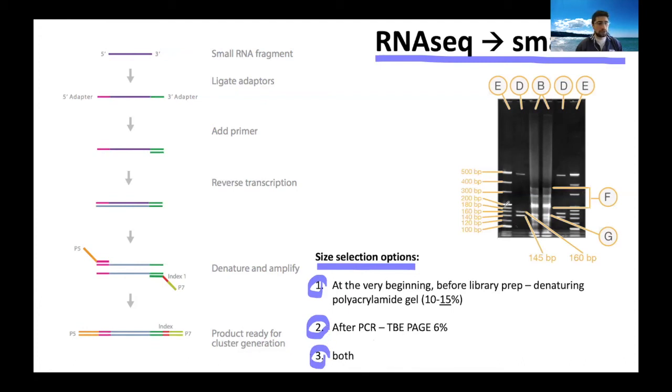Whenever you're doing a gel extraction, you're losing a lot of material, okay? So unfortunately, this is a very difficult problem to solve. There are protocols that solve the issue just by using specific reagents, but still, you might have a huge contamination of adapter dimers in small RNA-seq libraries.